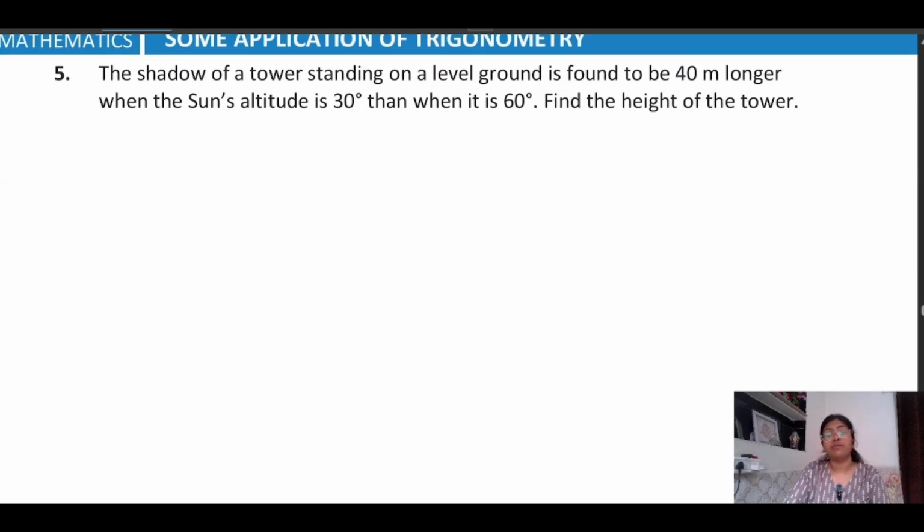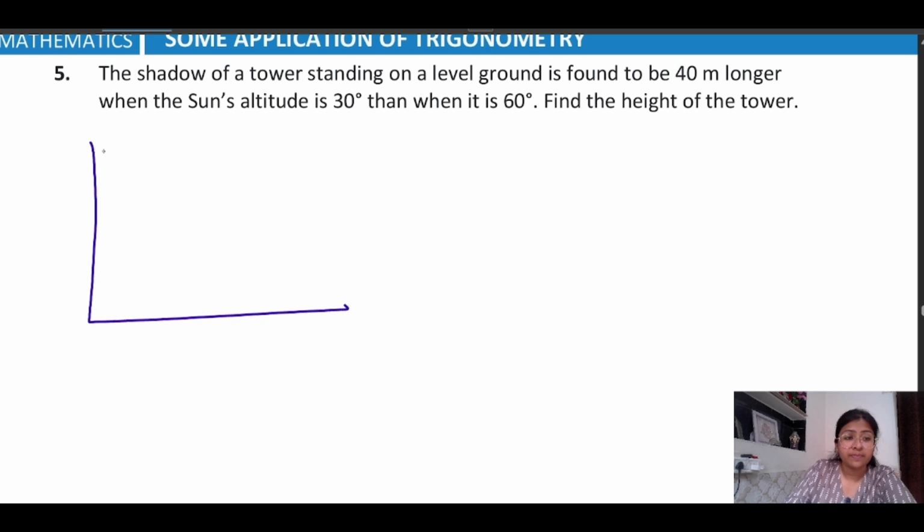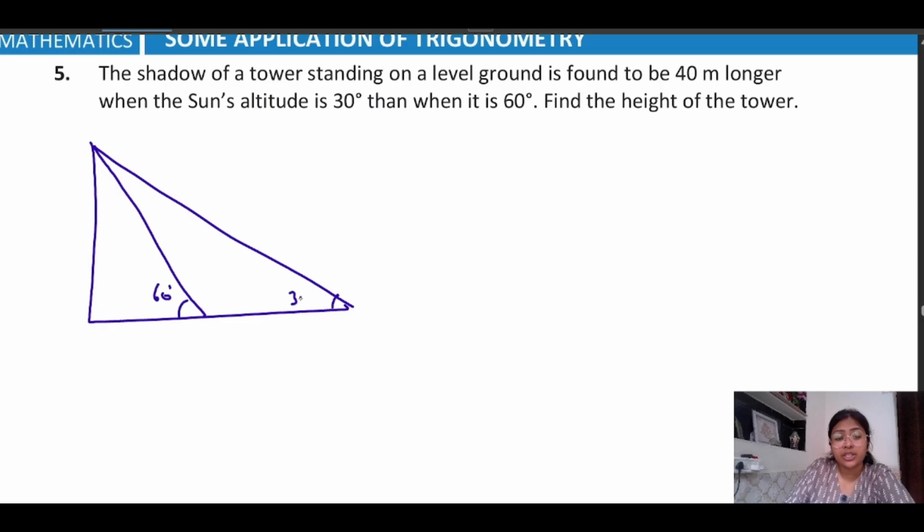The next question is again very easy. The shadow of a tower standing on the level ground is found to be 40 meter longer when the sun's altitude is 30 degree than when it's 60 degree. It means at the initial stage, the angle of elevation is 60 degree and it changes to 30 degree. The shadow difference is 40 meter. You need to find out the height of the tower.